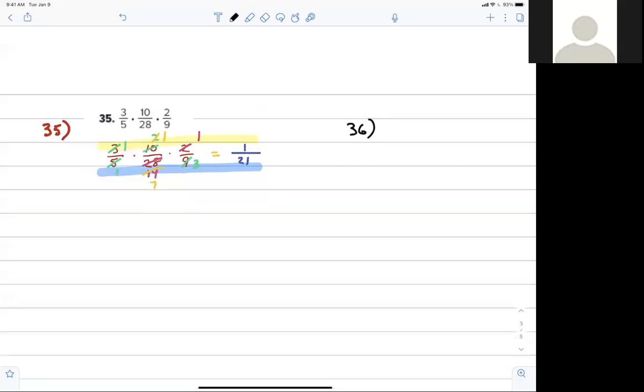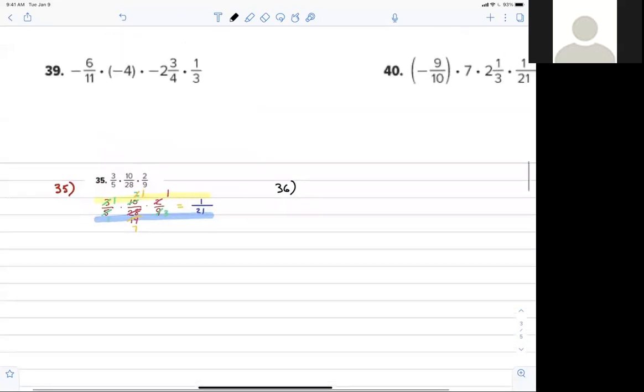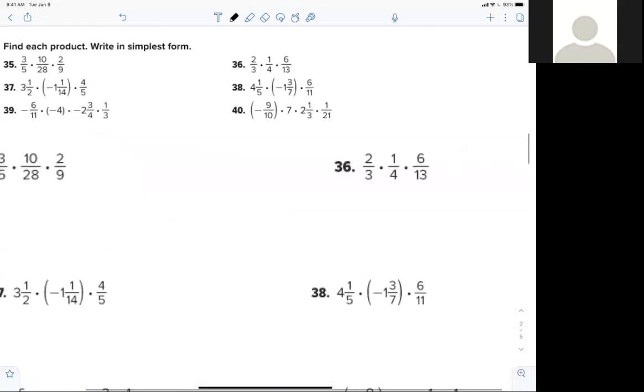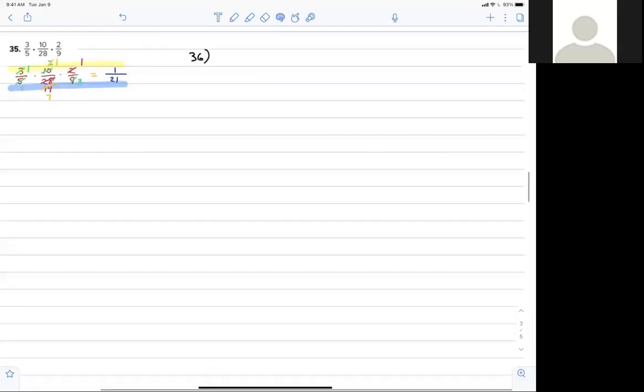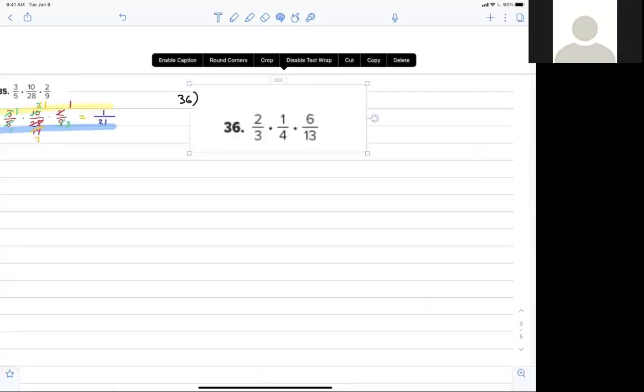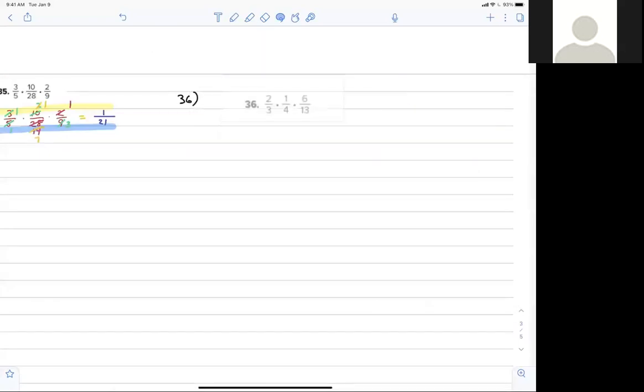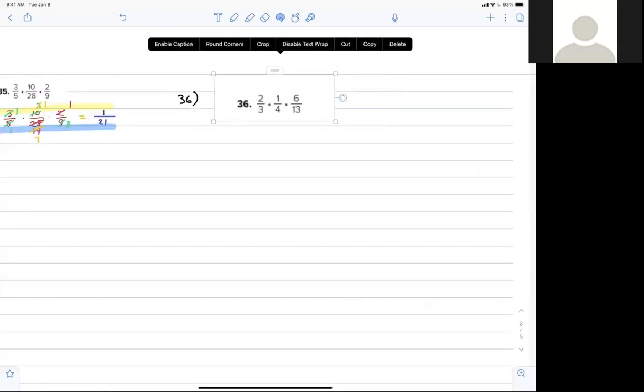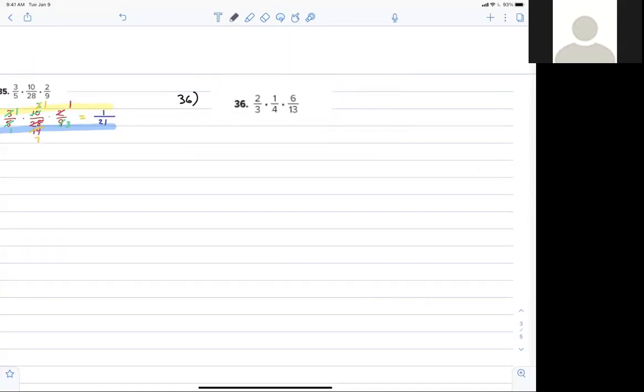All right, so here we go. Let's look at 36. I'm going to go to the right a little bit. Let me grab it and bring it down so we can all look at it. I didn't realize I was going to have to do it on paper today. All right, here we go. Now everybody's writing it. So I have 2/3 times 1/4 times 6/13.